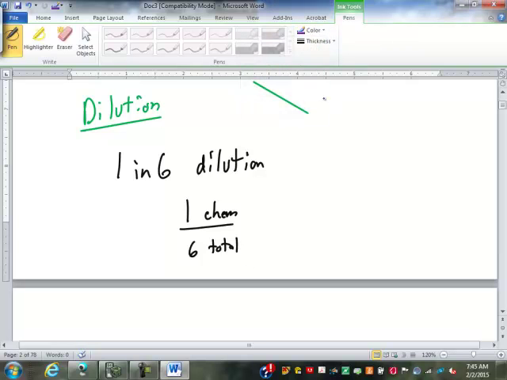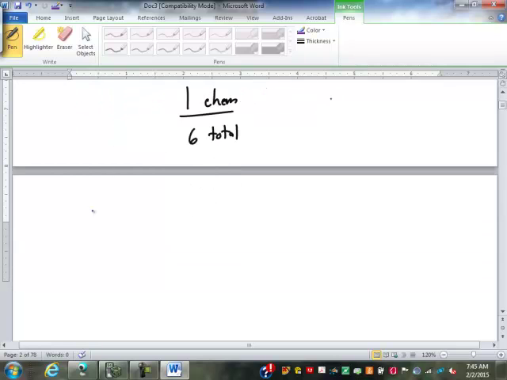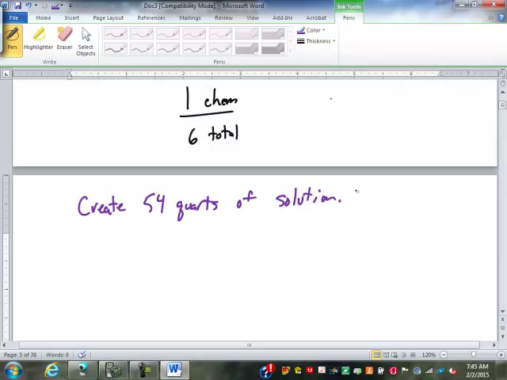So if I want, let's say I need to create 54 quarts of this solution. I need to know how much chemical and then how much water. We're just going to assume we're using water to dilute it.